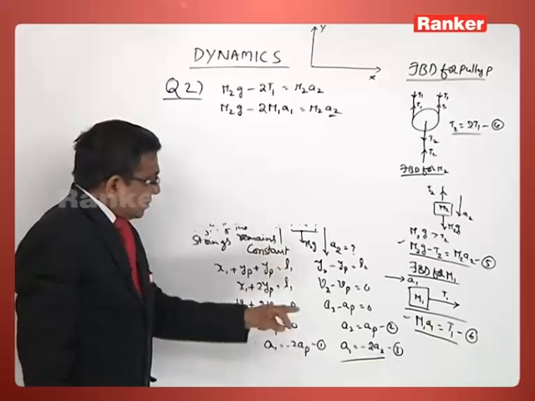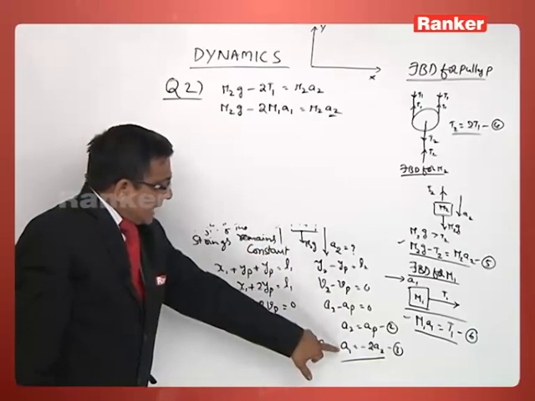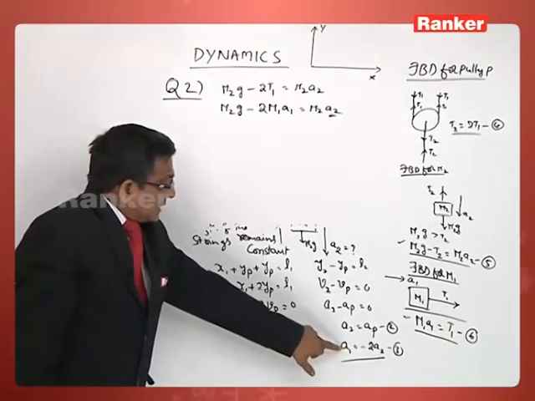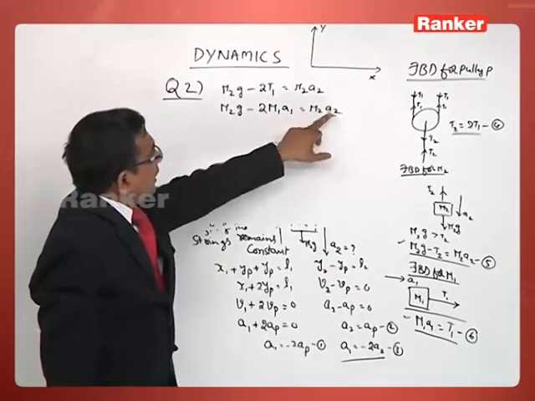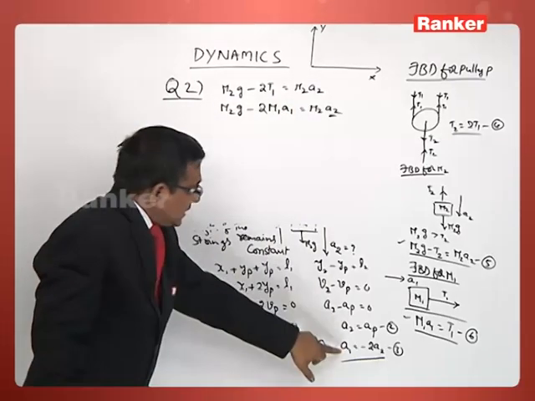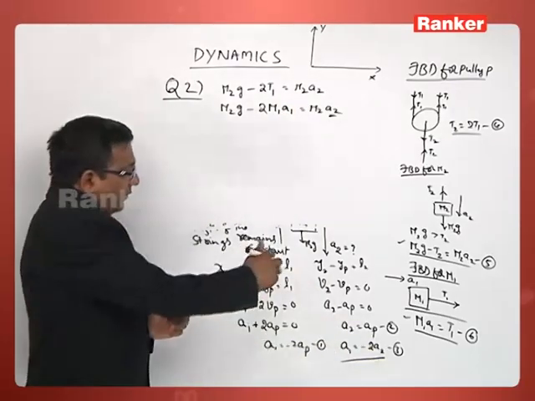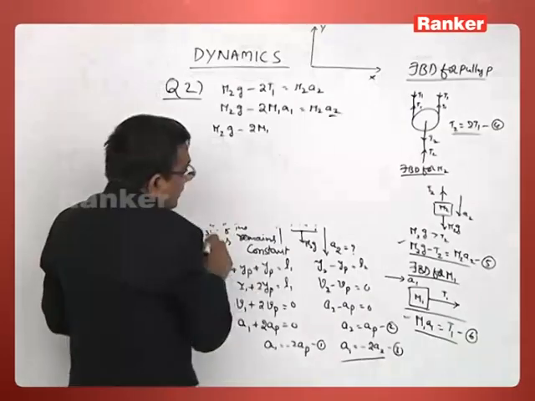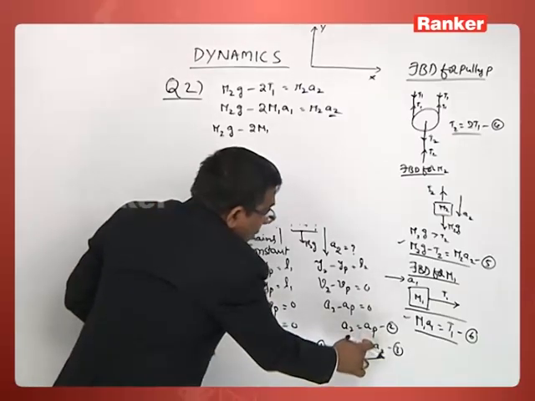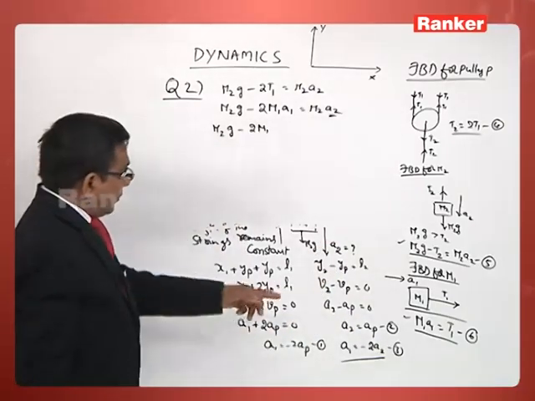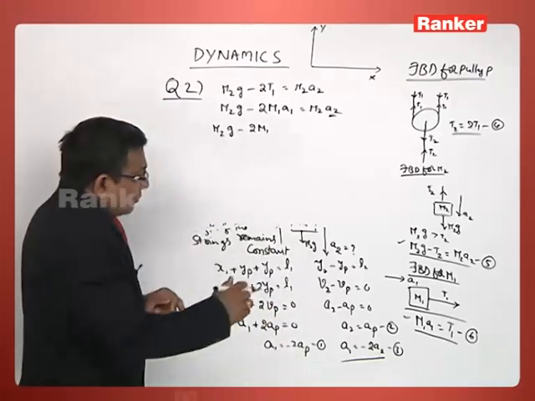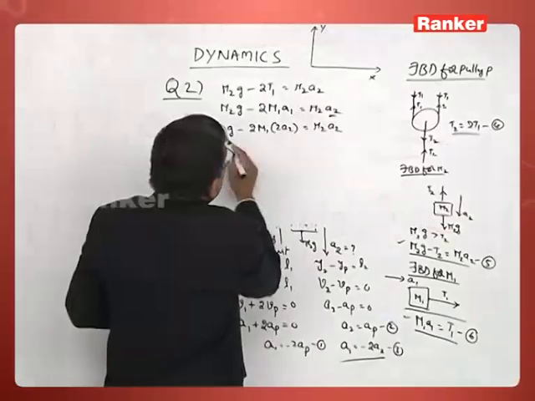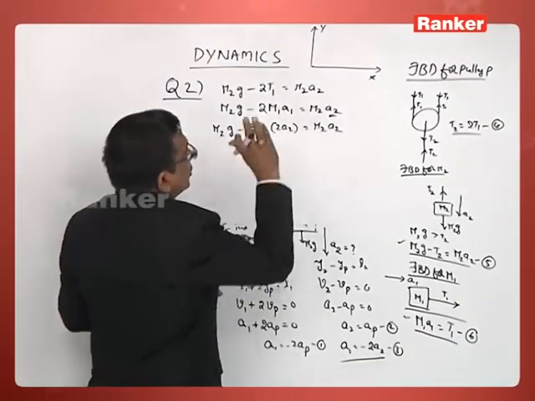By using the constraint of length, I obtained one equation: a1 is equal to minus 2a2. Because I want a2, I have to eliminate a1, so in this place substitute the value 2a2. So you can write m2g minus 2m1. Only we have to take magnitude; minus indicates direction, that you have to remember. So a1 is equal to 2a2, and that equals m2a2. Now if you see this equation, you got only the term a2.